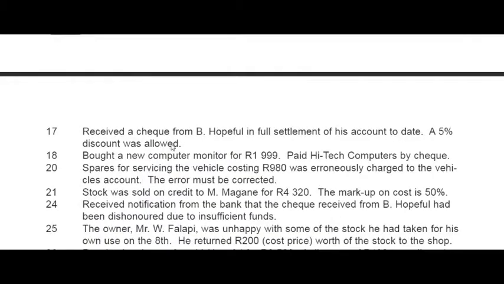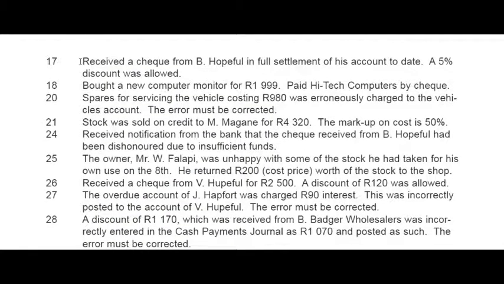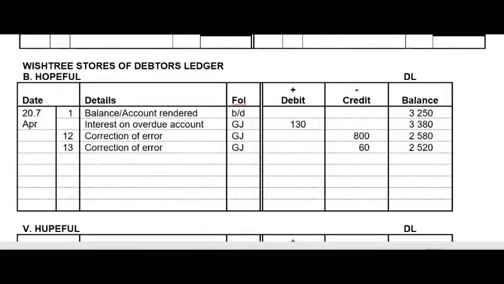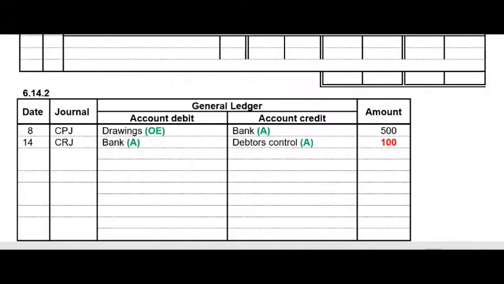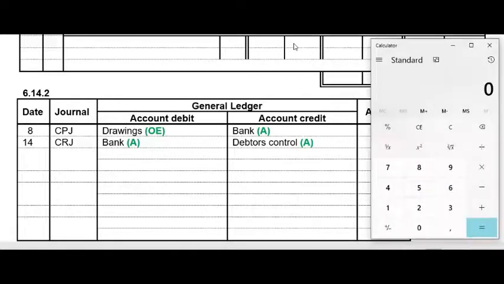Then the next transaction on the 17th said we received a check from B Hopeful in full settlement of his account to date. A 5% discount was allowed. In the debtors ledger, you will see that at the moment B Hopeful owes us 2,520. Okay, so let's go and calculate how much he will actually pay us and how much discount will be allowed to him. He pays us 95% of the value and we give him 5% discount.